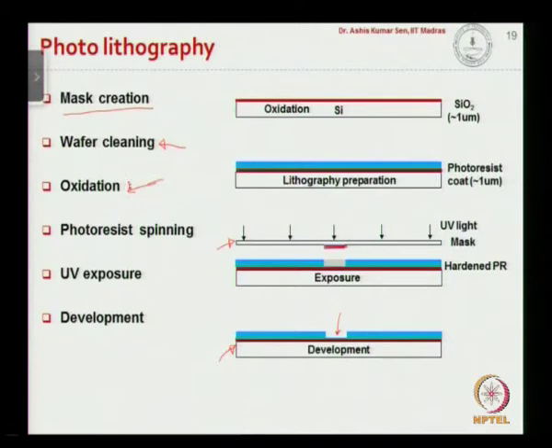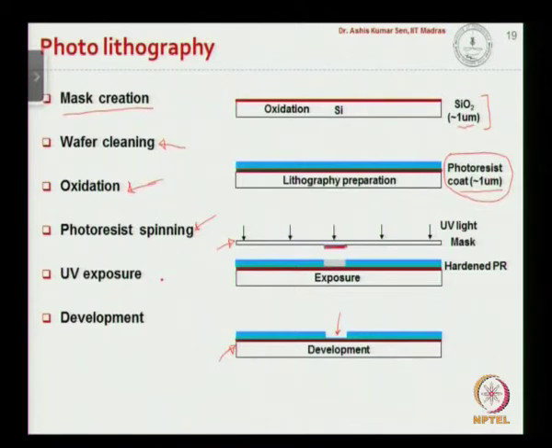We will talk about how oxidation is done, and once we oxidize the wafer, the next step is to do the photoresist spinning. This is where we grow a layer of oxide on the silicon wafer, typically less than 1 micron, and then we coat a layer of photoresist, which is sensitive to light.